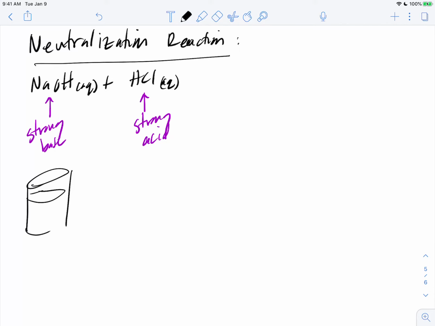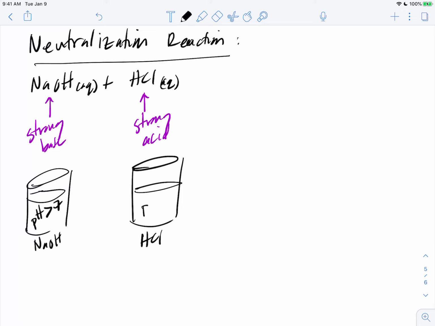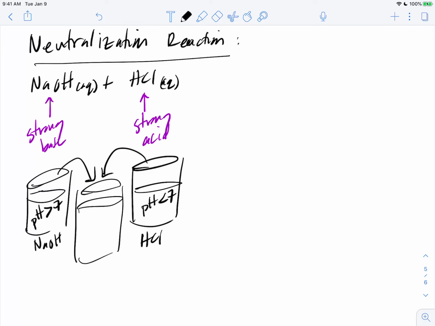So this is our base. So we got NaOH, NaOH. So this has a pH that is much greater than 7. And the strong acid, so this is HCl, has a pH much less than 7. So when we add these together to make a new solution, what will the pH be?